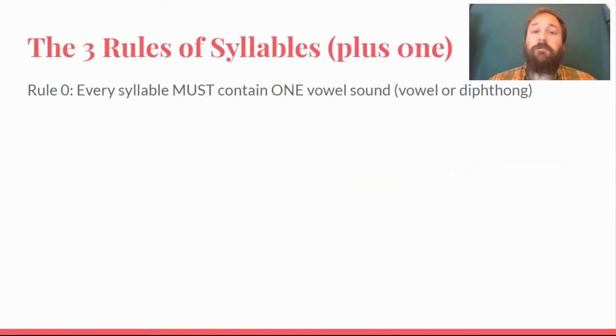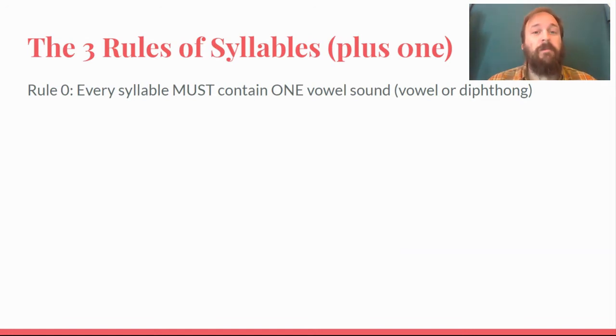They're the 3 rules of syllables. Well, there's actually 4 rules, but on your PDF, I only made 3 rules because I went back and thought about it. Maybe this first rule really should be a rule. So I'll make it rule 0. It's the rule that you should already know.